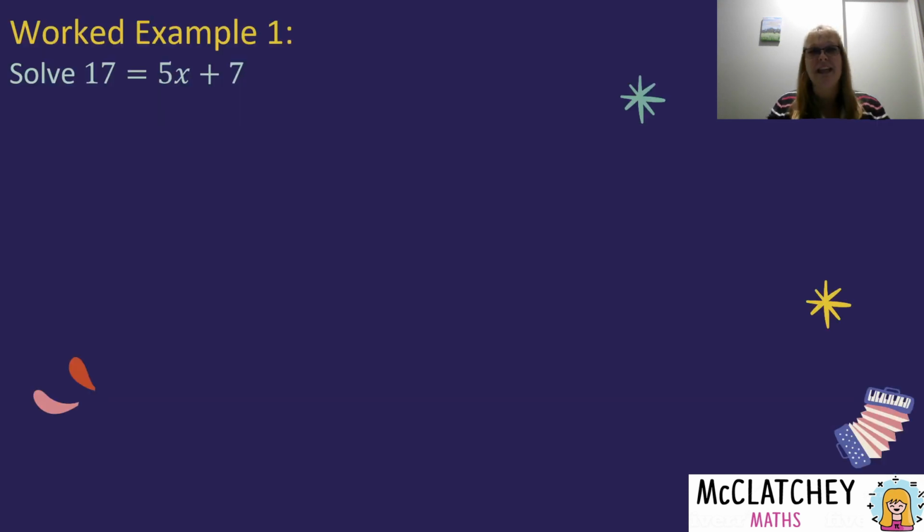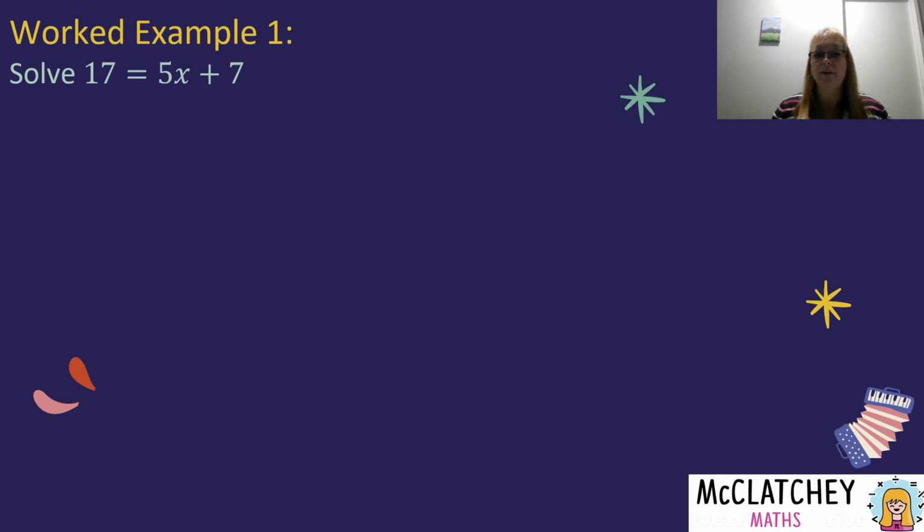Speaking of which, here's our first one. Solve 17 equals 5x plus 7. Now, in our previous video, we looked at one-step equations. One-step equations are ones where you do one operation only and the equation is solved. In this particular example, we've got to do two things to be able to solve this.